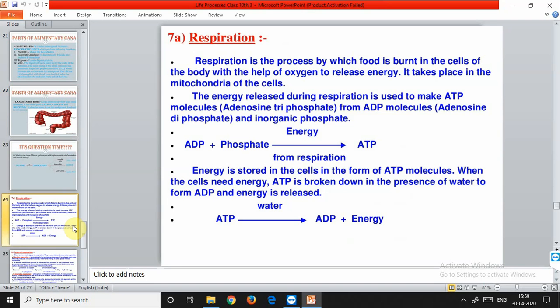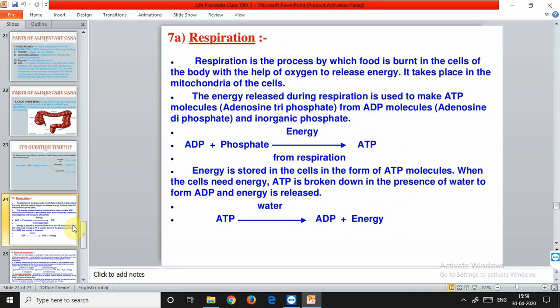This energy that is released is stored in the form of ATP molecules. ATP is the energy currency of the cell, for further use, and some of the energy is also dissipated in the form of heat. So that is not usable energy. Only the ATP formation is the usable energy, and heat energy is lost; that is not used by us.